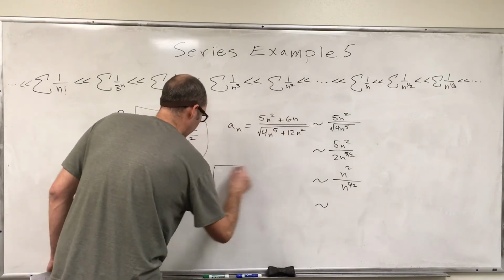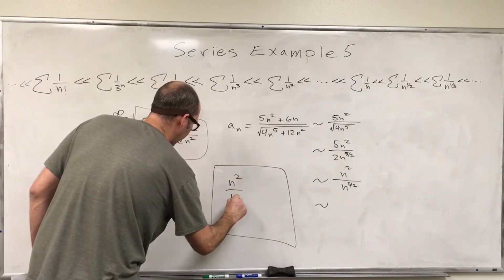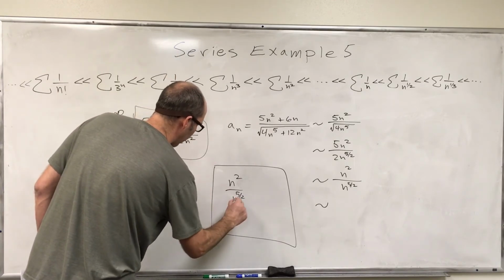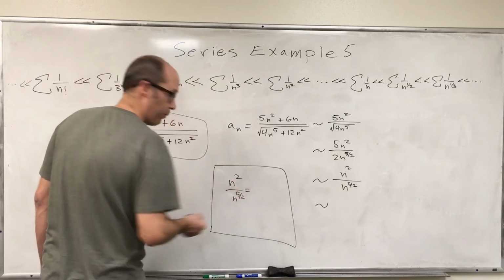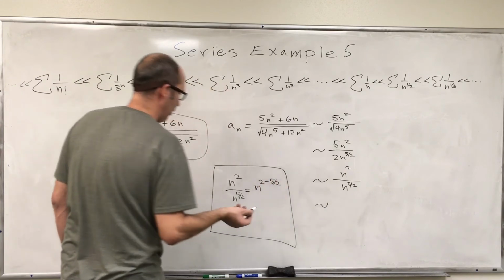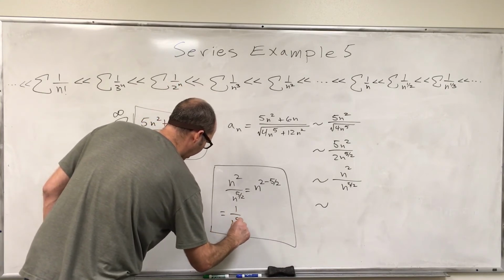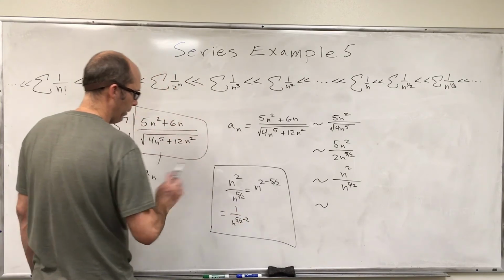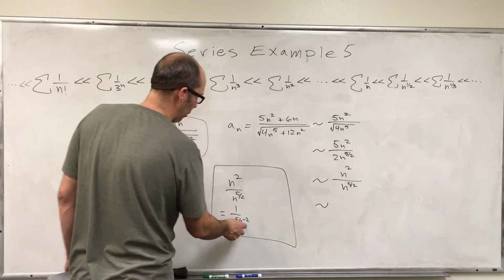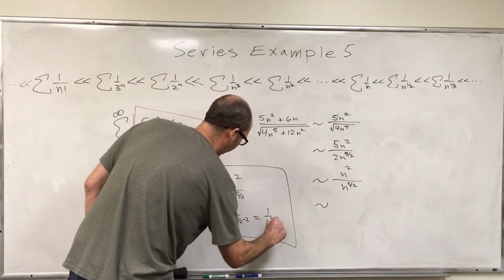So let me just do a little review with the n squared over n to the 5 halves. You can kind of deal with this in a couple different ways. I think the easiest is with exponent rules. You can say this is n to the 2 minus 5 halves. Or equivalently, this is 1 over n to the 5 halves minus 2. Either way, you'll come out to the same thing. I'm just going to go with this one here. Let's see, 5 halves, that's 2.5. So 2.5 minus 2, that's a half. So it's 1 over n to the half.